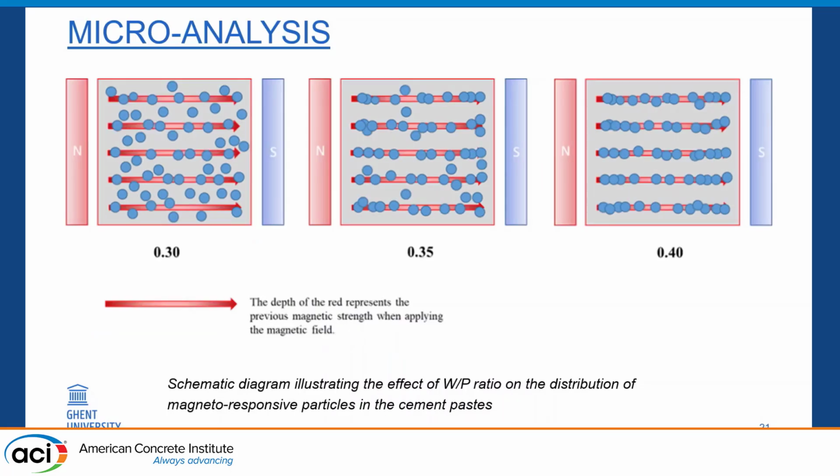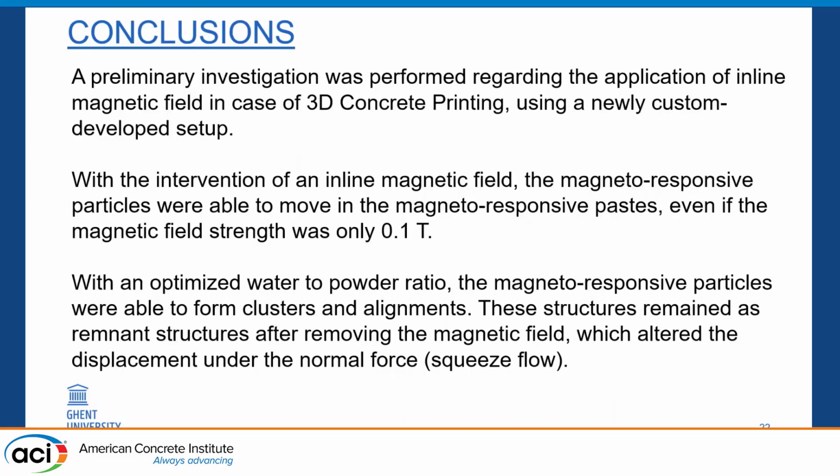Of course, we can check the influence of water-cement ratio. If you have a more flowable material, then the chain formation is easier, of course, than in a stiffer system. That's logical, but we checked that also in this test. So let's summarize a little bit this research in progress.